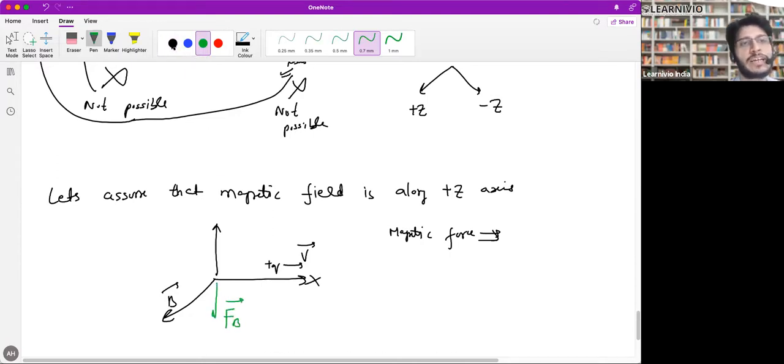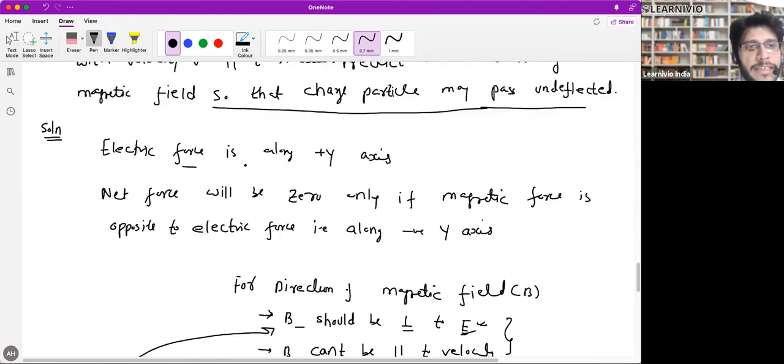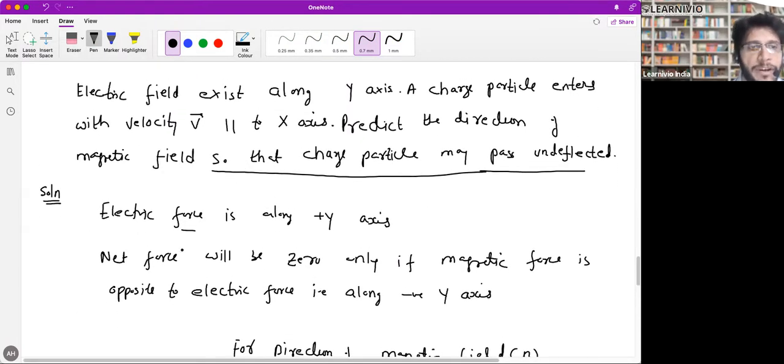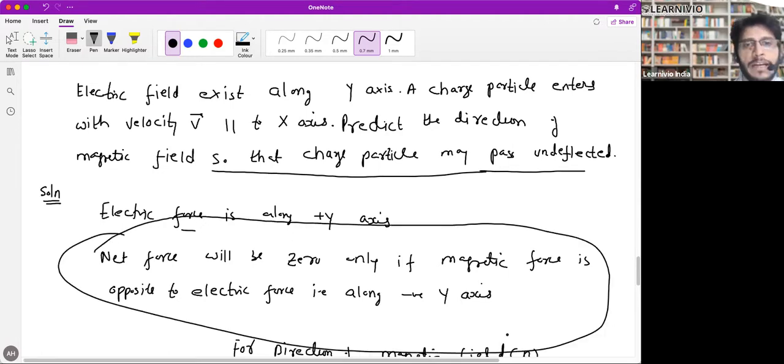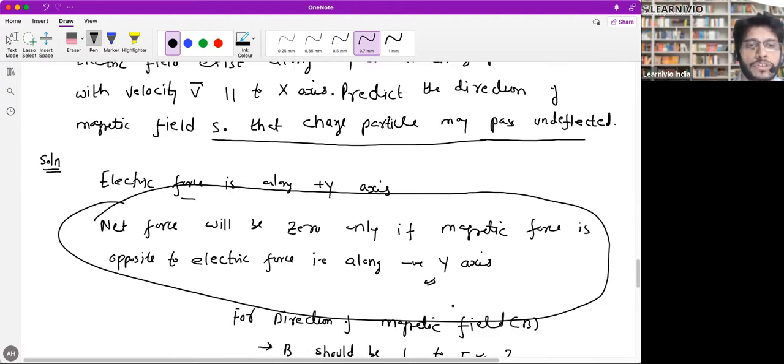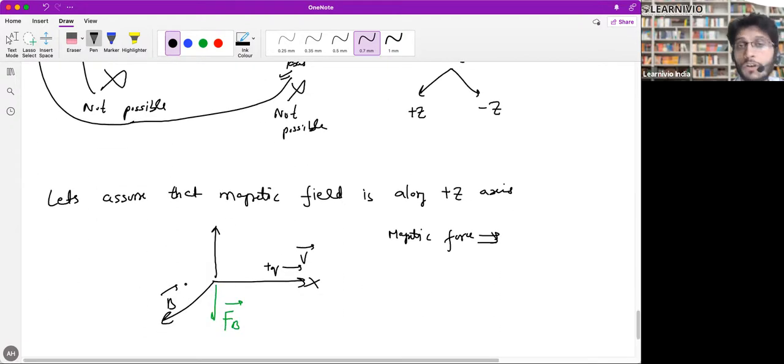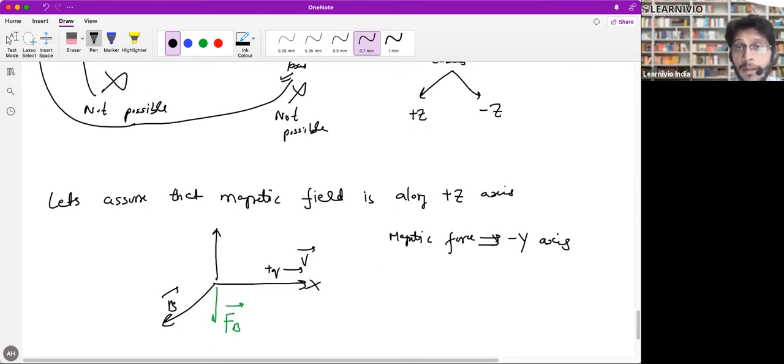And let's check. In the initial discussion, we have predicted that direction of magnetic force should be along negative y-axis only. So if magnetic field is along z-axis, then magnetic force is coming in downwards direction. It's coming in negative y-axis. Means if magnetic field is along z-axis, we are getting the correct direction of magnetic force. Means this is the right answer.